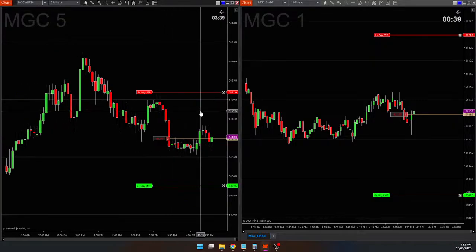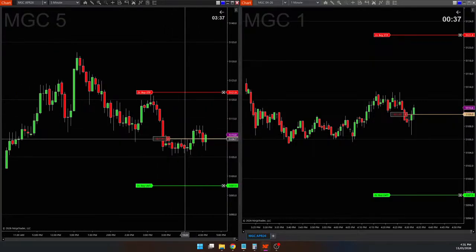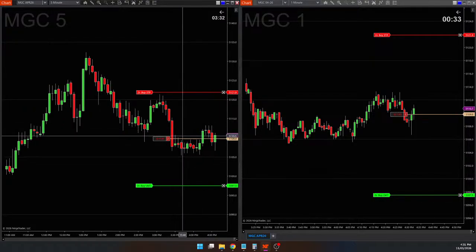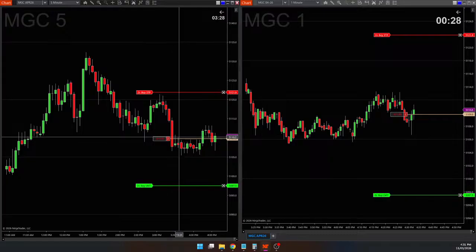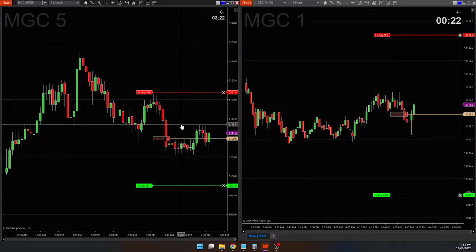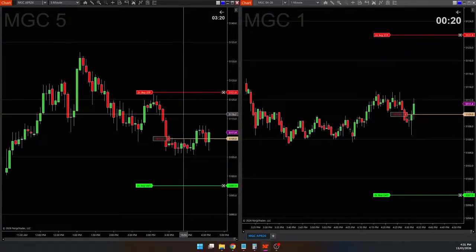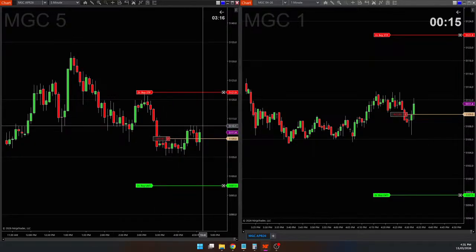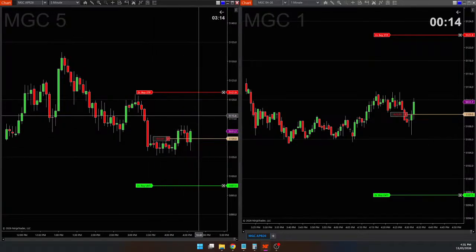But the thing is, you can see where I entered here, as I would have entered about here, thinking that's the end of this pullback or something. I don't even know why I got in there. But really, this is actually the pullback. I should have waited for this whole thing to retrace.